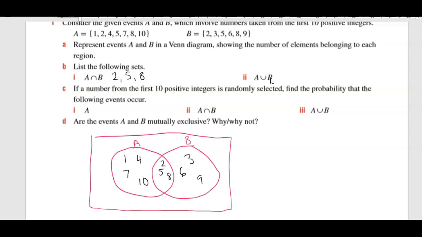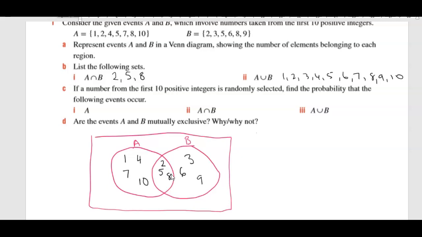A or B means everything in the circles. So basically we've got all your numbers, because nothing was on the outside of those circles. So that's the set for A or B. If a number from the first 10 positive integers is randomly selected, find the probability that the following events occur.